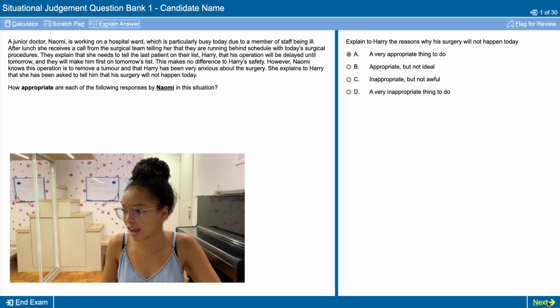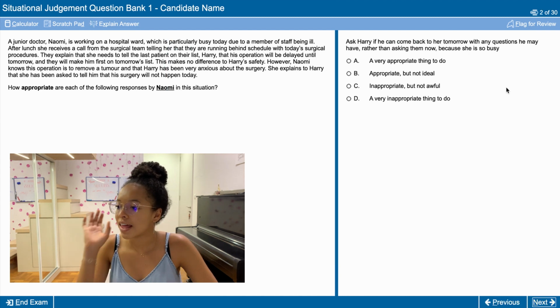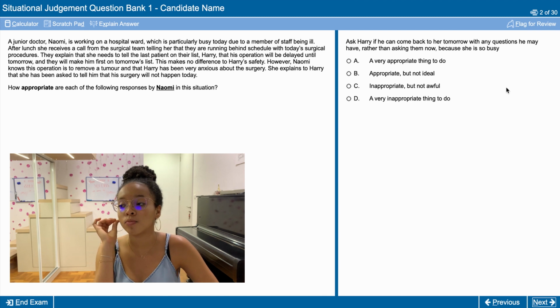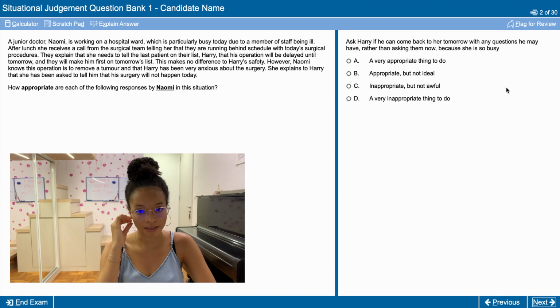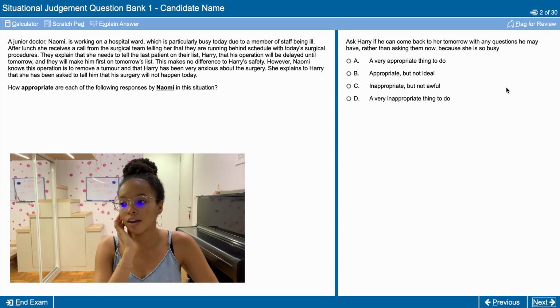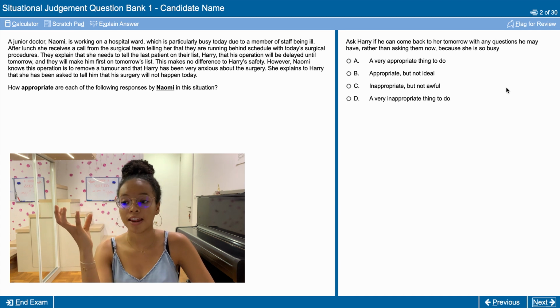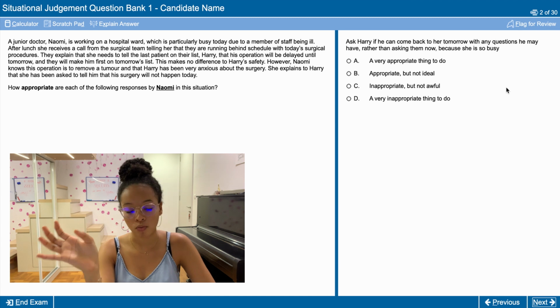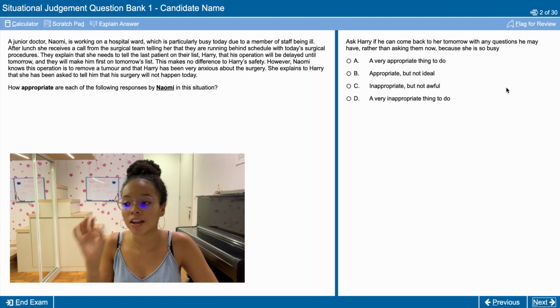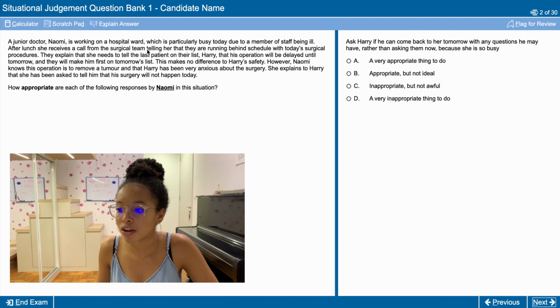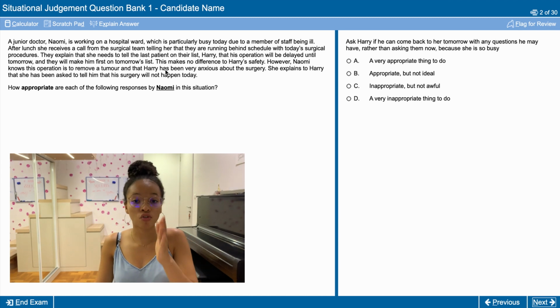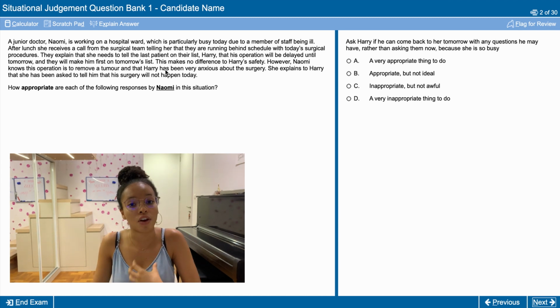Okay, now we can move on to the next response, which asks Harry if he can come back to her tomorrow with any questions he may have, rather than asking them now because she is so busy. We can already see that this is a response Naomi could have that would be inappropriate. Why is it inappropriate? Because the text tells you that the operation Harry is having is to remove a tumor and that he is very anxious about the surgery. The surgery was supposed to happen today, and he's already very, very anxious.